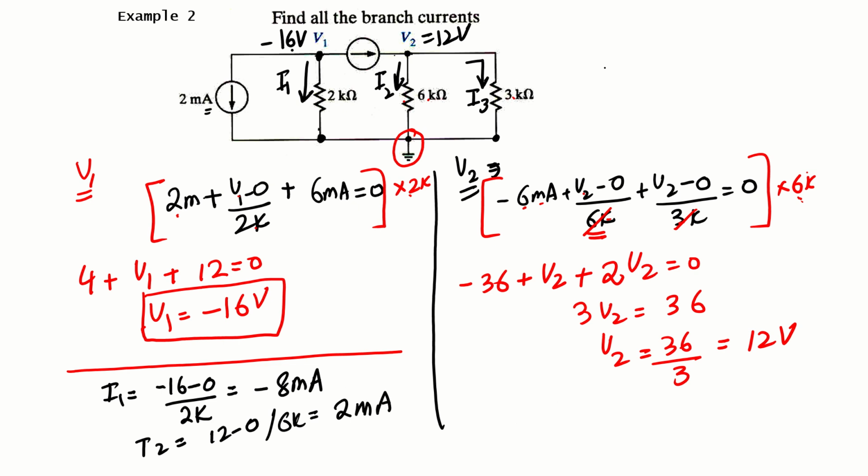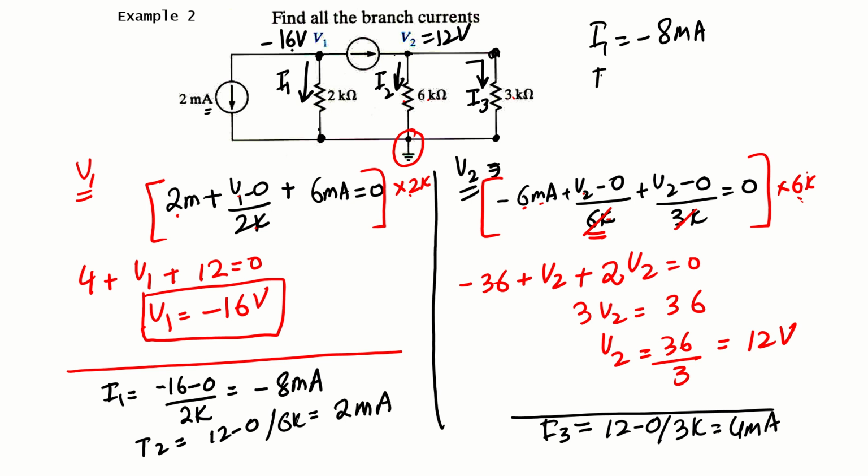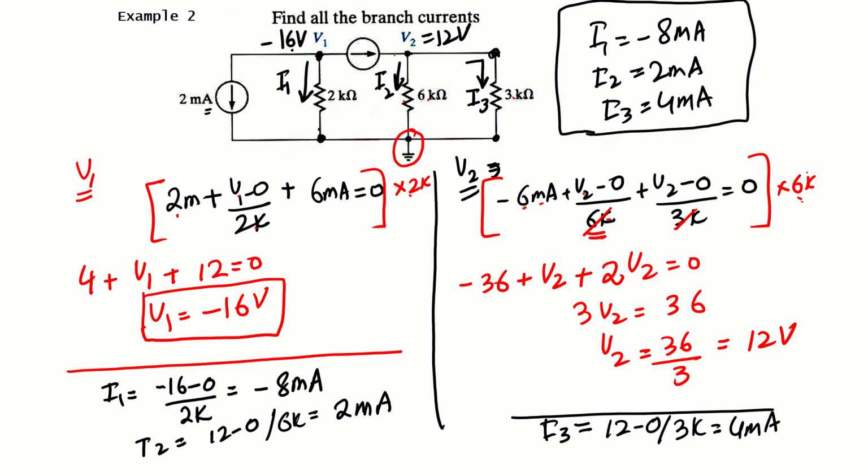The last one is I3. What will be I3? This voltage, what is the voltage here? 12, which is V2. So 12 minus the second node, which is 0, divided by 3k. That gives me 4 milliampere. This way we can find all the currents. So our I1 comes out to be minus 8 milliampere, I2 comes out to be 2 milliampere, and I3 comes out to be 4 milliampere. So this was the requirement of this example. Thank you so much.